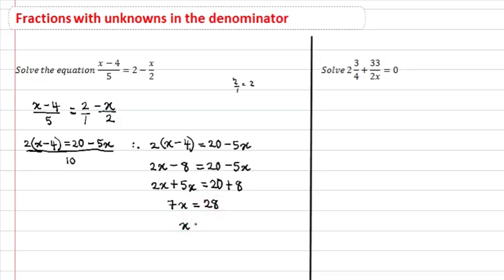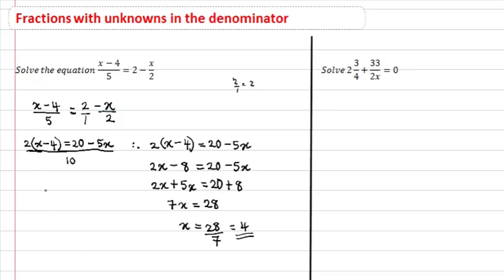Okay, so 7x is equal to 28 over 7. So this is our final answer. You can choose to leave your answer in mixed fraction or in decimal. It gives us 4. Okay, so our final answer really is 4. Let me just show you another method if I can manage this space here.